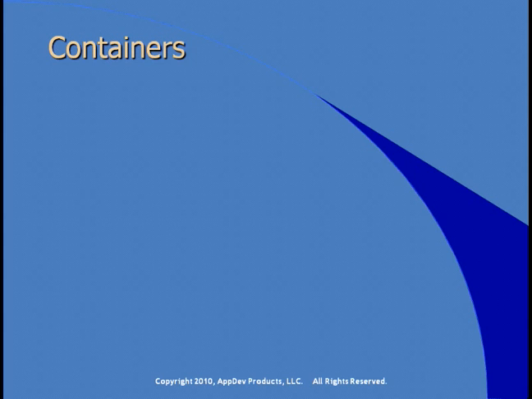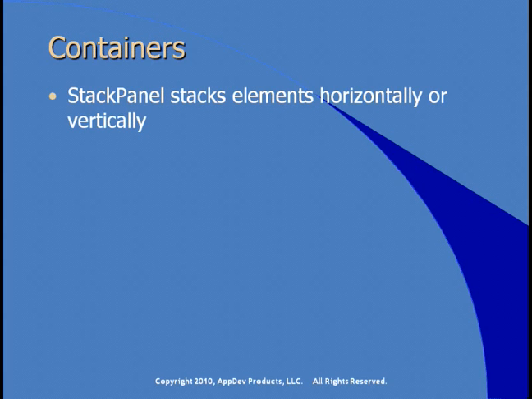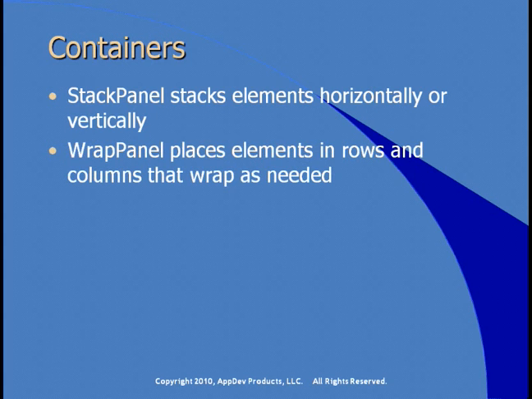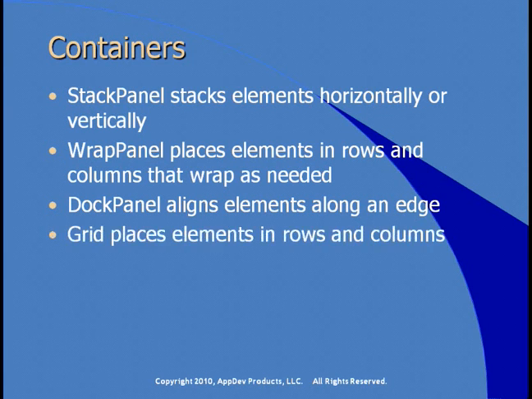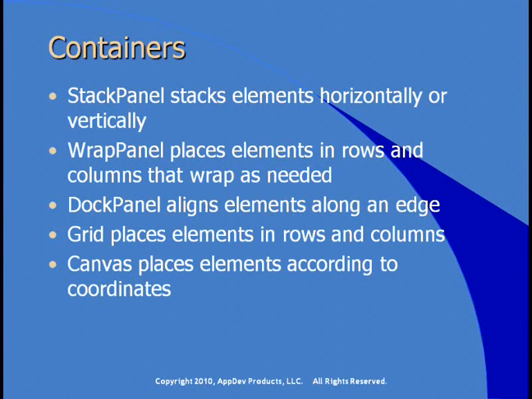There are 5 primary containers that you can use in your XAML apps. The stack panel stacks elements horizontally or vertically. The wrap panel places elements in rows or columns that wrap as needed, so as you resize the window, you get additional or fewer rows and columns. The dock panel aligns elements along one of the edges, the top, the bottom, the left, or the right. The grid places elements in rows and columns, and then the canvas places elements according to coordinates. So if you use the canvas, then the elements stay where you put them at runtime, even if the window resizes. If you use any of the other 4 containers, then your elements will resize and be repositioned.